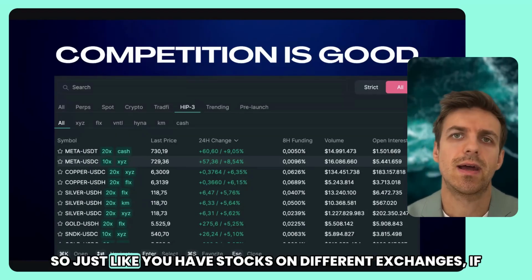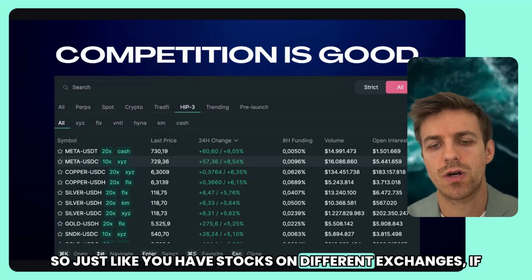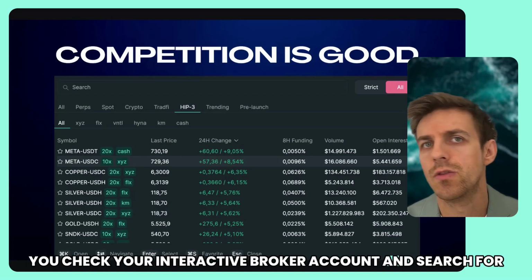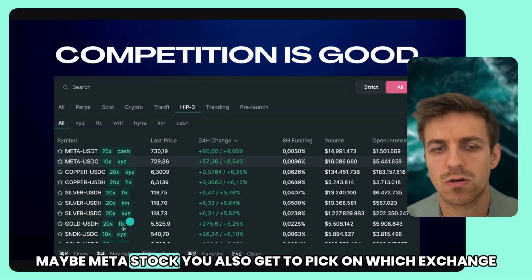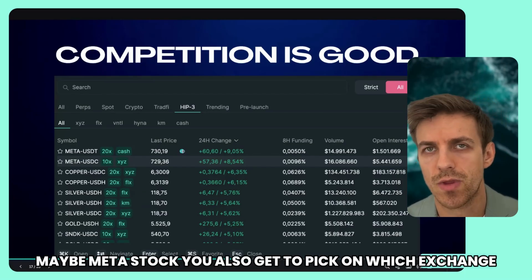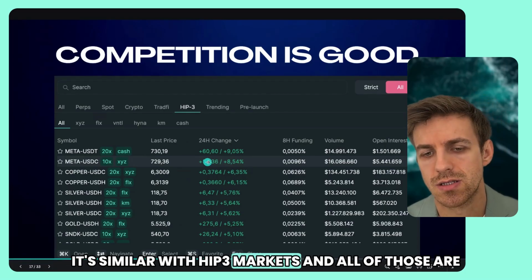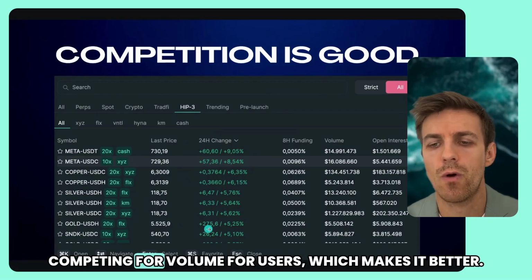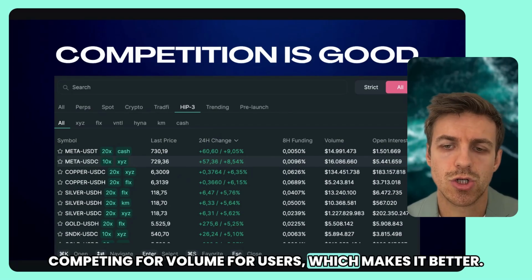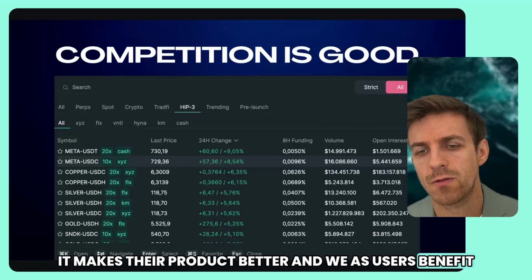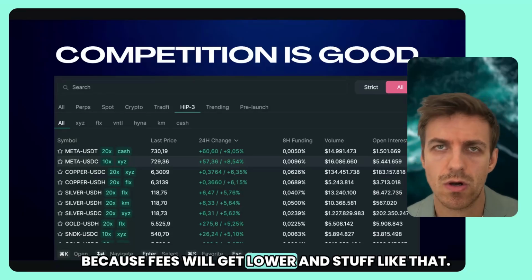So just like you have stocks on different exchanges, if you check your Interactive Brokers account and search for maybe Meta stock, you also get to pick on which exchange you want to buy it. It's similar with HIP-3 markets, and all of those are competing for volume and users, which makes their product better, and we as users benefit because fees will get lower and stuff like that.